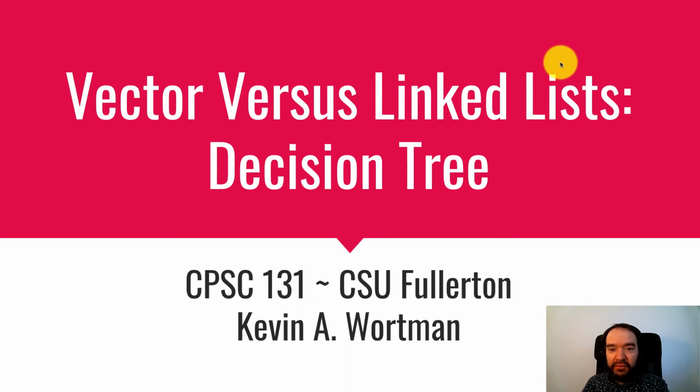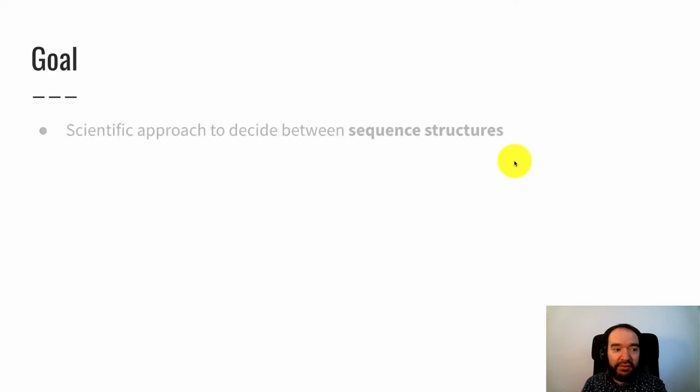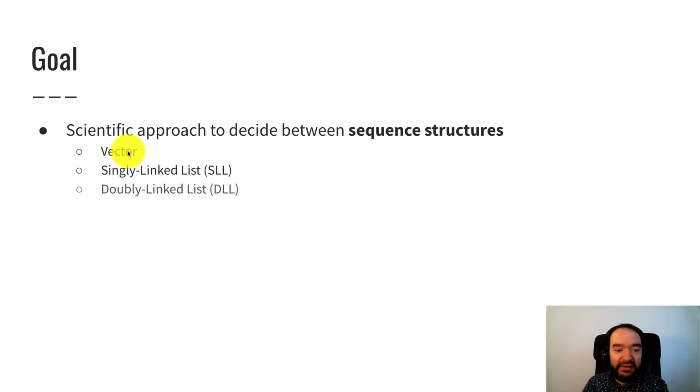Hi, this video is going to wrap up our comparison of vectors and linked lists, and we're going to get to a decision tree for how to decide between the three of them. So one last time, the goal of this little topic is to come up with a scientific approach for deciding between the sequence data structures, vector, singly linked list, and doubly linked lists, so that if you have a need to use one of these data structures, you can make a sound decision between the three.